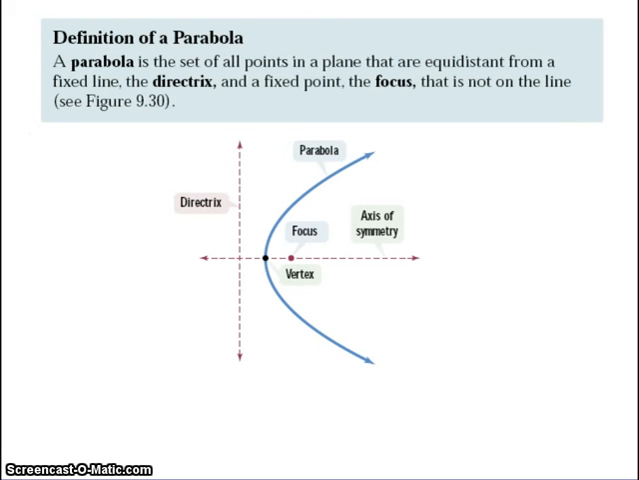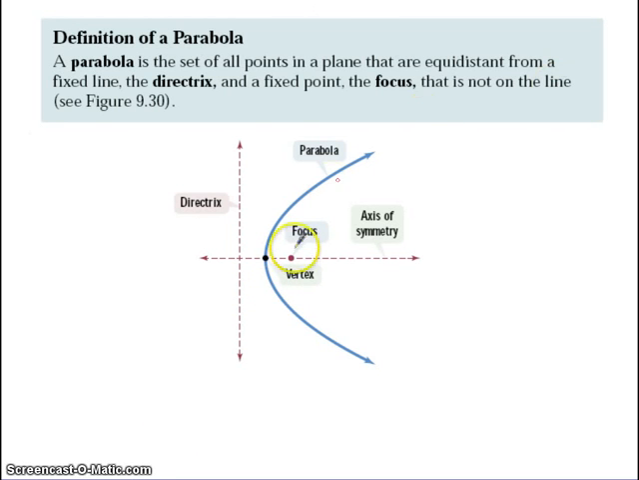It says a parabola is the set of all points in a plane that are equidistant from a fixed line, the directrix, and a fixed point, the focus, that is not on the line. So a parabola has a line in back of it called a directrix and a point in the cup of the parabola called the focus.